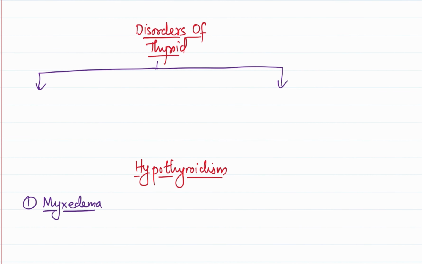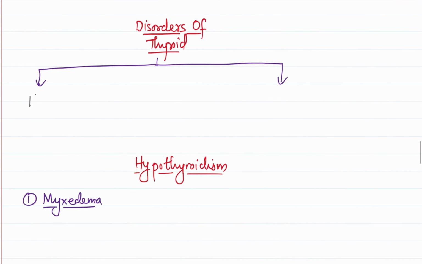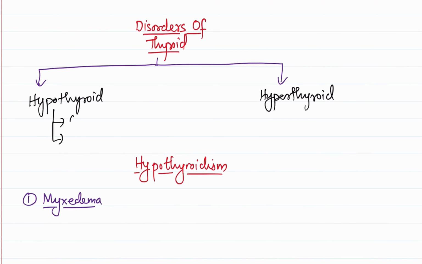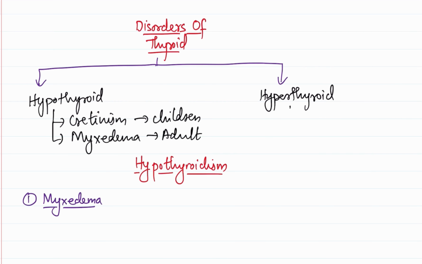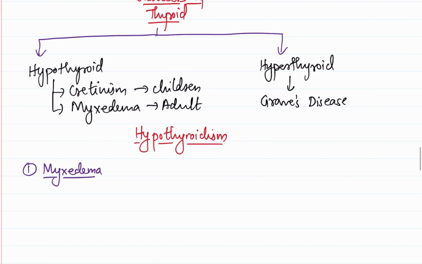Now we move on to the last section, which is the disorders of thyroid gland. So the disorders of thyroid gland are roughly hypothyroid disorders. And then we have the hyperthyroid disorders due to excess secretion. The hypothyroid disorders could be cretinism in children or myxedema in adults. And under hyperthyroid, we'll be mainly discussing Graves' disease. What are the features of hypothyroidism? We have already discussed this.